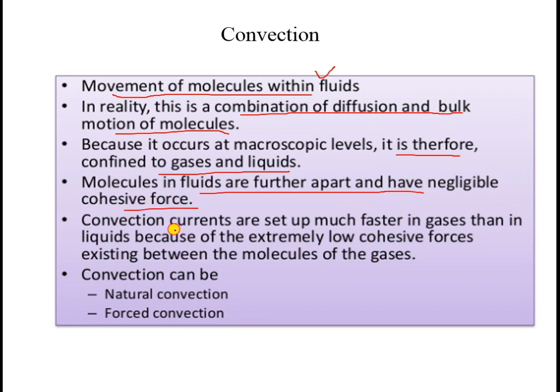Now, convection currents, that is the motion from one location to another location, are much faster in gases as compared to liquids because of the extremely low cohesive forces existing between the molecules of the gases. We can have convection in two ways: natural convection and forced convection.